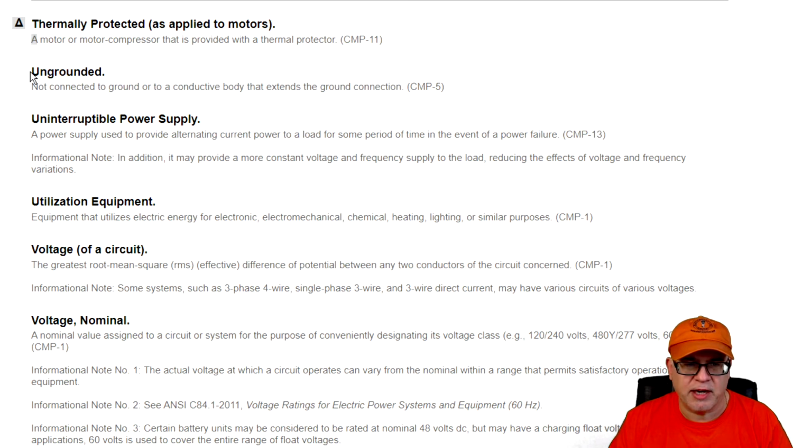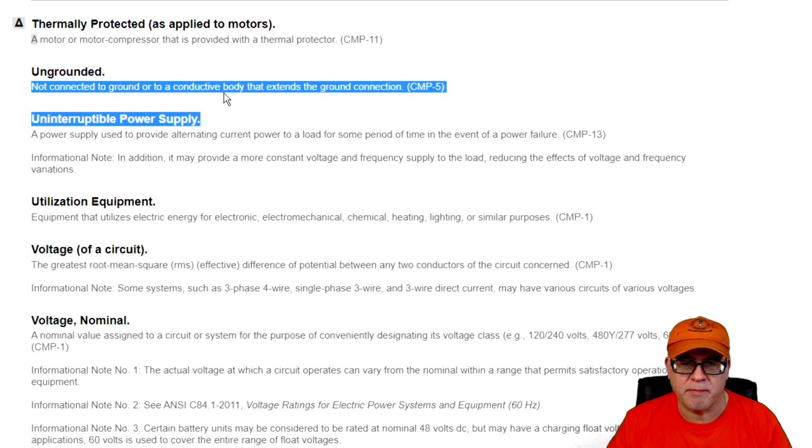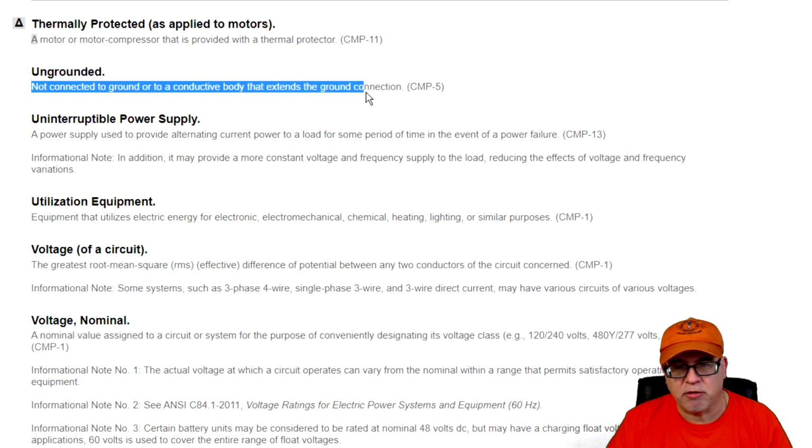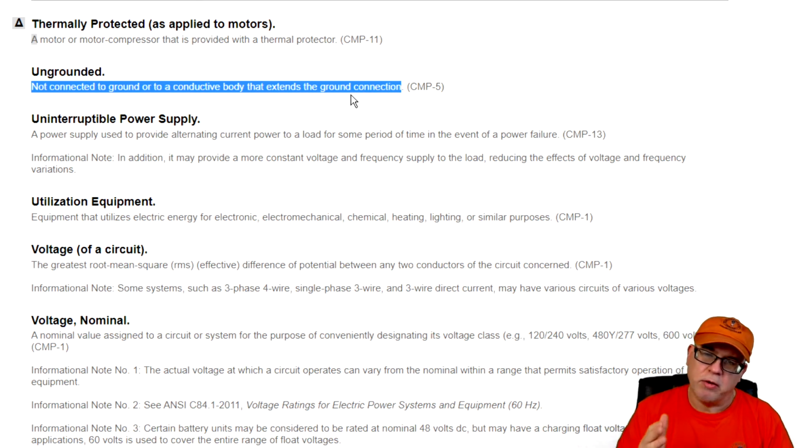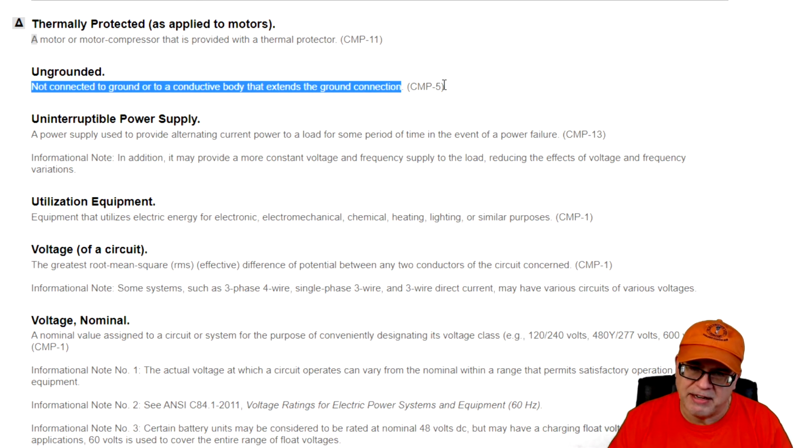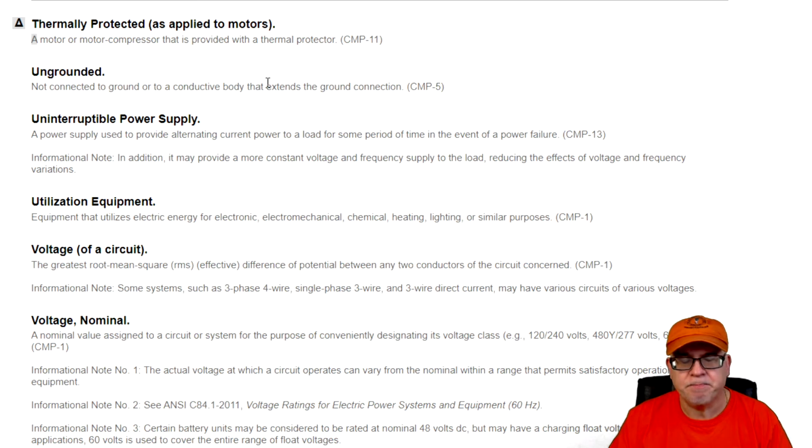All right, so now we're moving in, again, part 5. So we're going to go to ungrounded conductor. Or ungrounded, I should say. So what does ungrounded mean in the code? Because we see it a lot. We have ungrounded conductors, we have ungrounded systems, and basically it means there is no connection to ground, or it's not connected to ground, or to a conductive body that extends that ground connection. So under the purview of Code Making Panel 5, I do serve on Code Making Panel 5. So this one, basically, an ungrounded conductor is your hot conductor that is not connected anywhere to ground. Otherwise, it'd be a short circuit, ground fault, right?